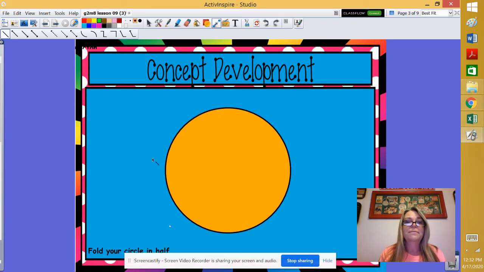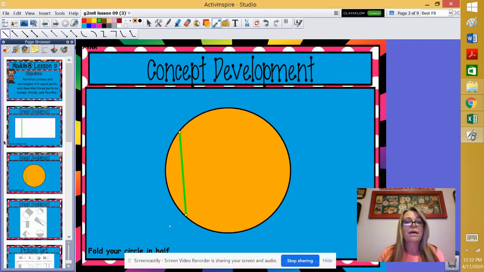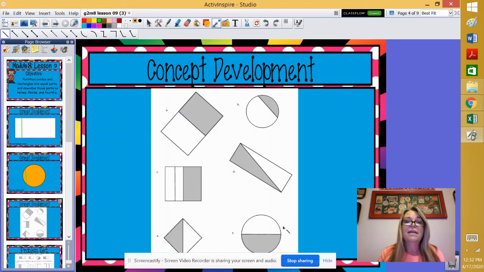Let's try again. Can we partition our circle here and have halves? No. This side is a lot smaller than this part. Remember, when you partition a shape into halves, it is 2 equal parts. Okay? Let's look at some of the work you'll be doing on this today.